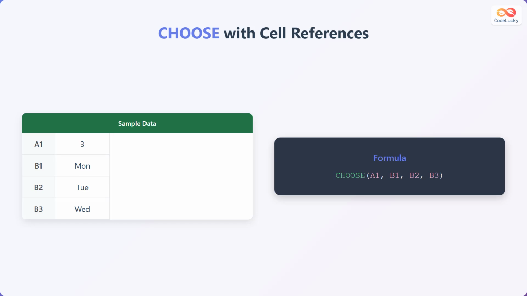The CHOOSE function can also use cell references. Here is an example. We have a table of sample data. Cell A1 contains the number 3. Cell B1 contains Mon, cell B2 contains Tuesday, and cell B3 contains Wed. If we use the formula CHOOSE(A1, B1, B2, B3), the CHOOSE function will return Wed. Since A1 contains the number 3, it selects the third value from the list, which is the contents of cell B3.